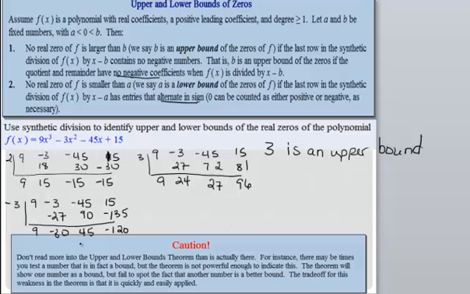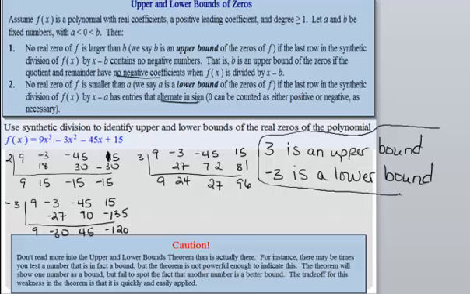Look at that. If you notice, we have alternating signs. If they alternate in sign, then this will be a lower bound for your zeros. So negative 3 is a lower bound. So this narrows down your search even further. If you have that long list of possible rational zeros, then this will limit what you should look at.